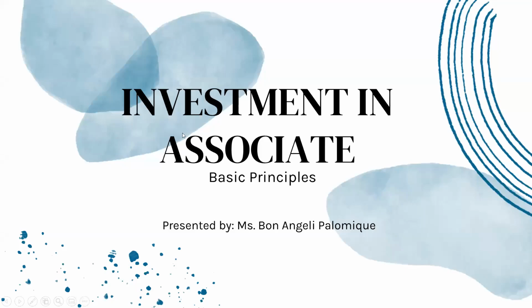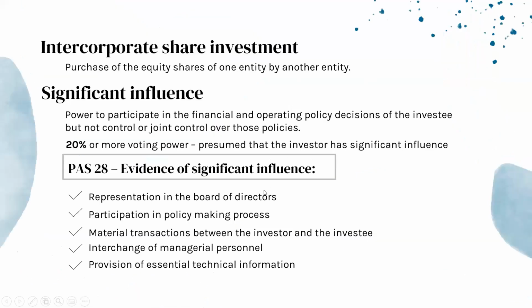Hello class, today we will be covering the basic principles in the investment in associate. So ito yung chapter 17 ng ating intermediate accounting 1. So nangyayari yung ating investment in associate kapag meron tayong investment sa ibang company. So example, ito si company A, nag-invest siya kay company B and nagkaroon siya ng significant influence.